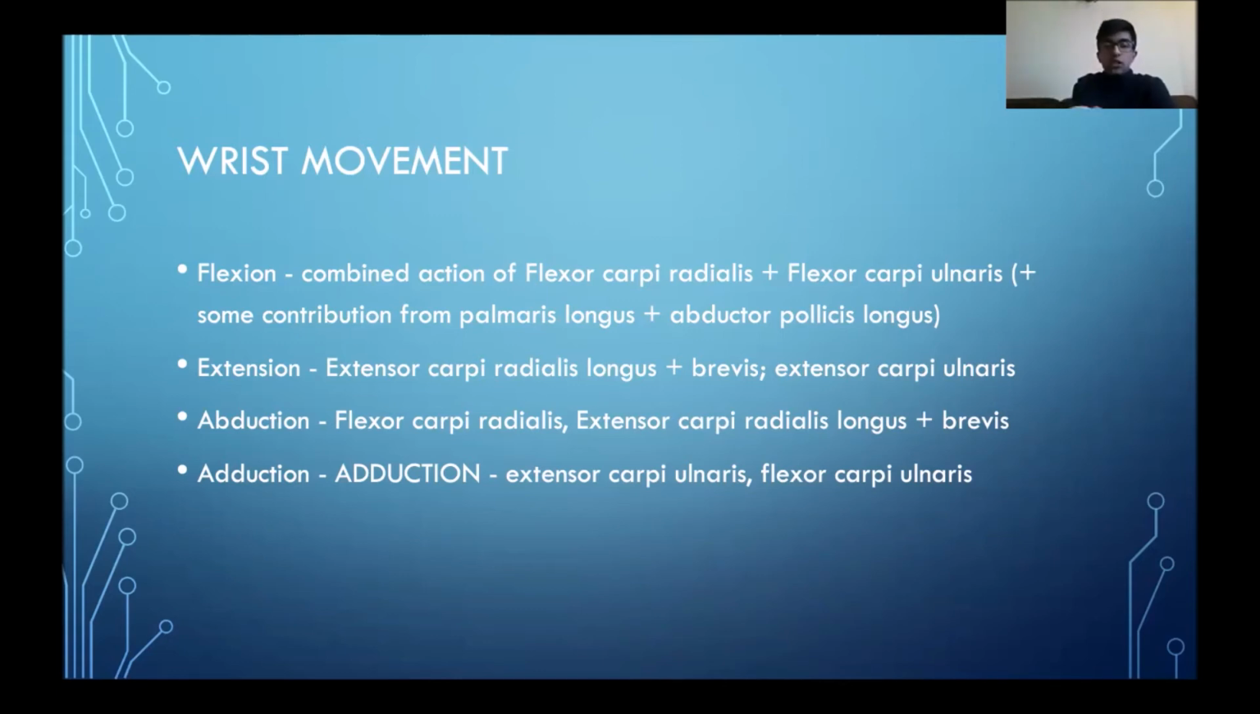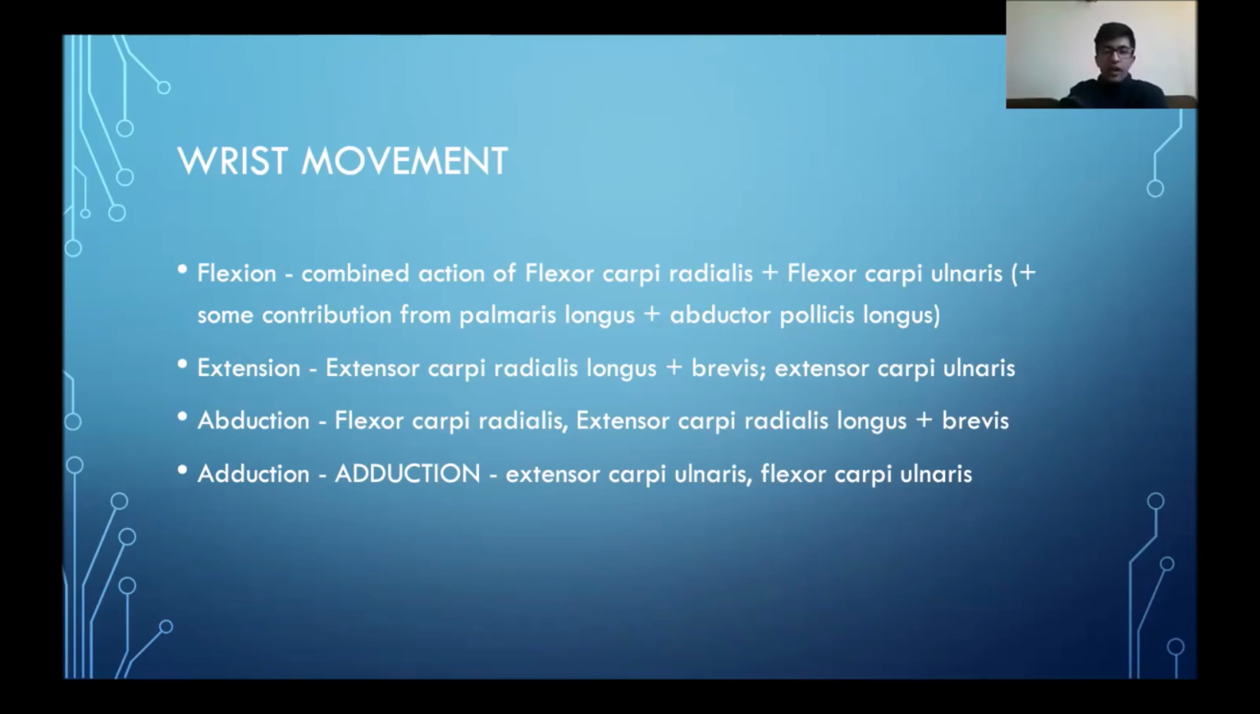Then you have extension. It's just the same thing, but on the back. You have extensor carpi radialis longus and brevis. There's two of them though. Longus and brevis. Long means long. Brevis, like brief. I think of it as being brief, so it's short. Then you have extensor carpi ulnaris. So you have two kind of lines going here that extend your wrist.